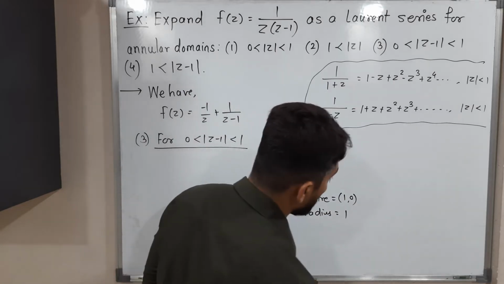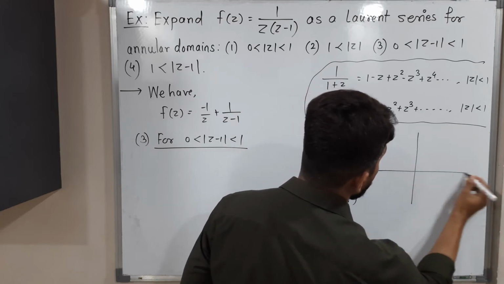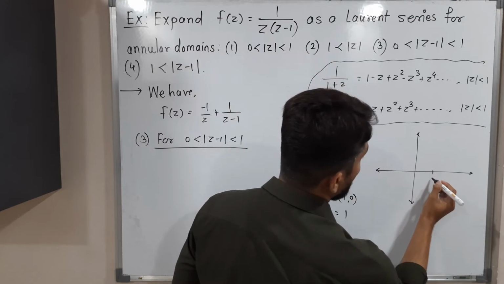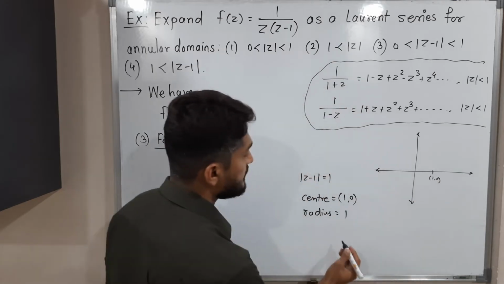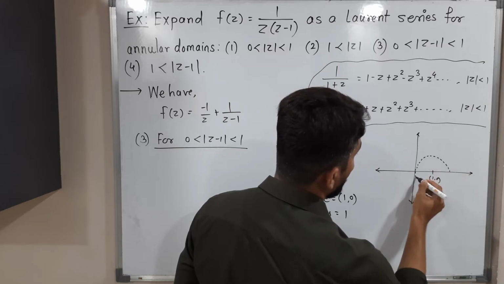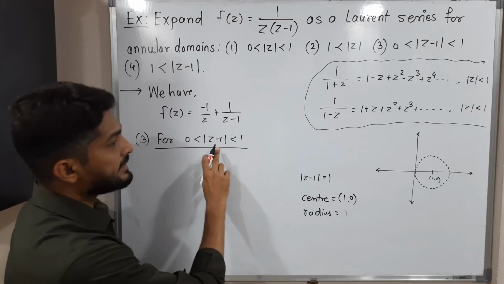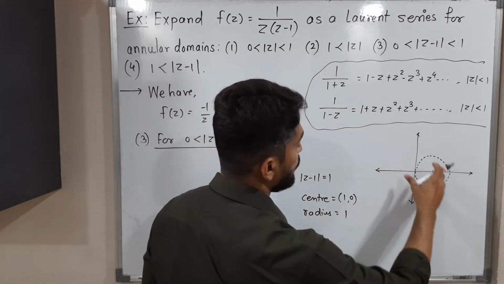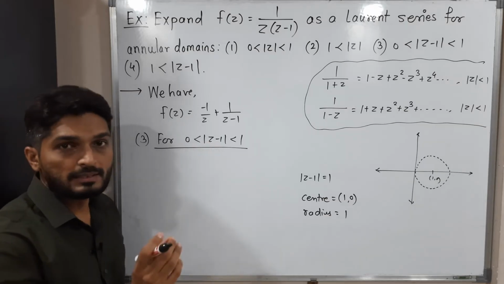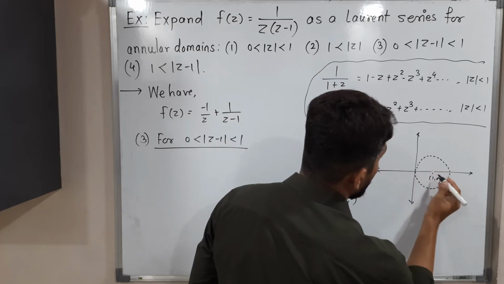So let me draw a circle here whose center is 1, 0 and radius is 1. Okay, imaginary axis, real axis. You know that the center 1 comma 0 will be somewhere here and the radius is 1. So this is my circle, try to understand. It is strictly less than 1, so that's why I've shown it by dotted lines, and it's greater than 0, that means the center is actually removed.